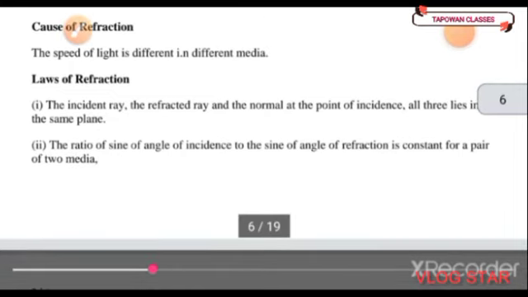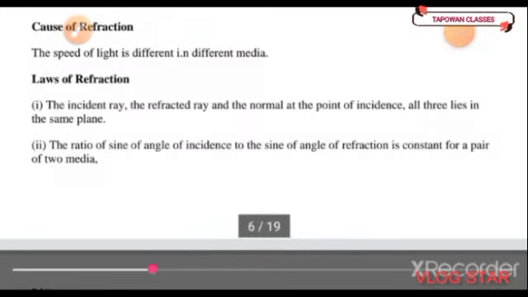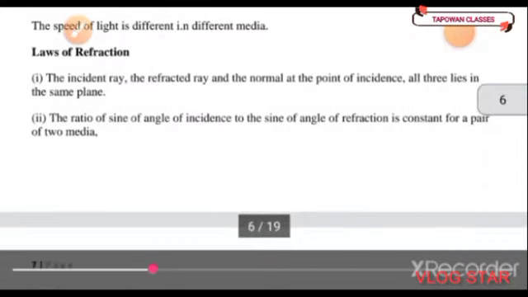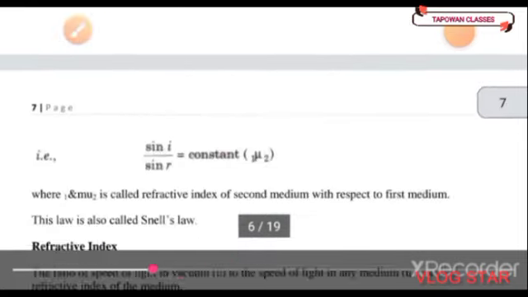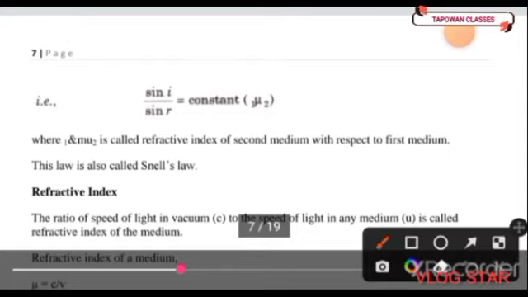So there are two laws of refraction. First, the incident ray, the refracted ray, and the normal at the point of incidence all lie in the same plane. Second, the ratio of the sine of the angle of incidence to the sine of the angle of refraction is constant for a pair of two media. So we can write sin i by sin r is equal to a constant. That is written as 1 mu 2. What is meant by 1 and 2? 1 means the first medium and 2 means the second medium.